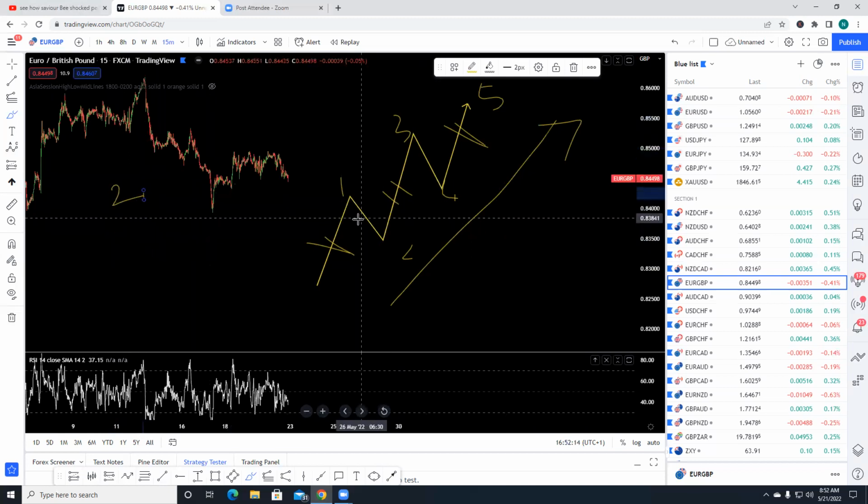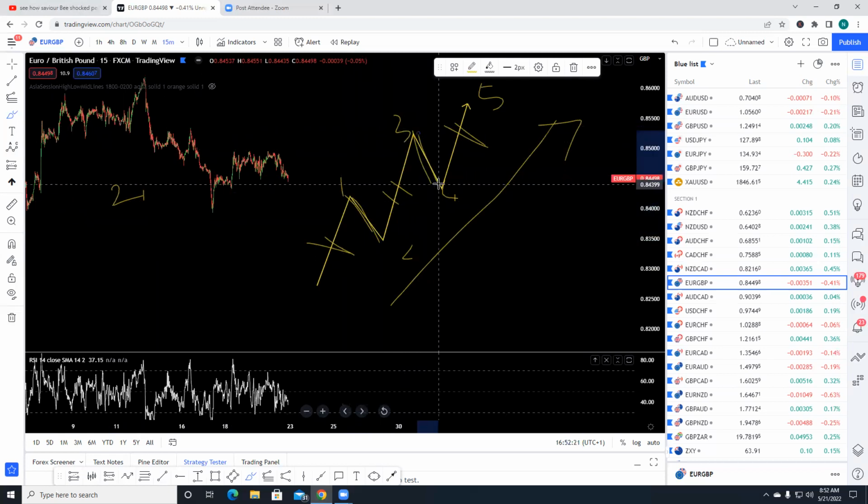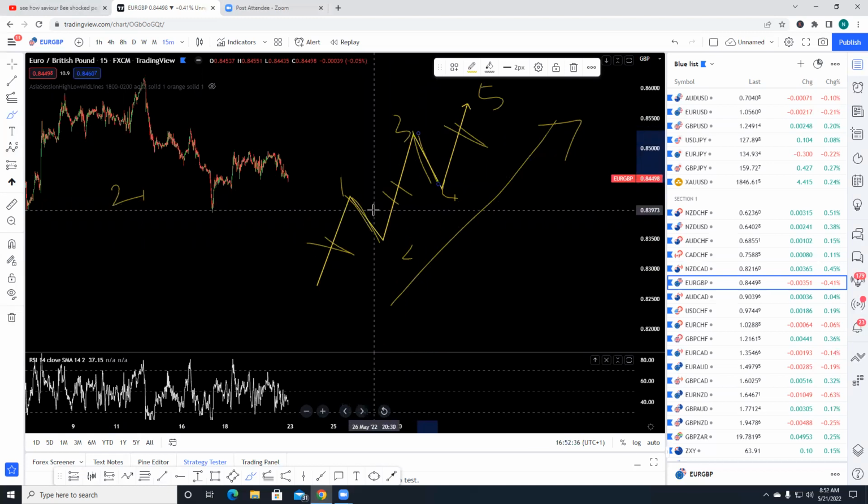So you can find zigzag in wave 2 of an impulse, and you can find it in wave 4 of an impulse. Do you get it now? You can find zigzag in wave 2 of an impulse, and you can find it in wave 4 of an impulse, because it is a corrective structure. And these are the two areas where you can find corrective structure in an impulse.